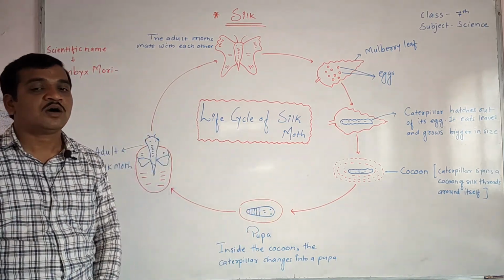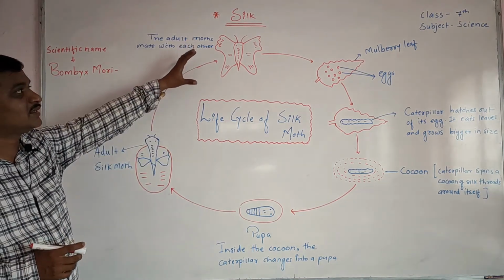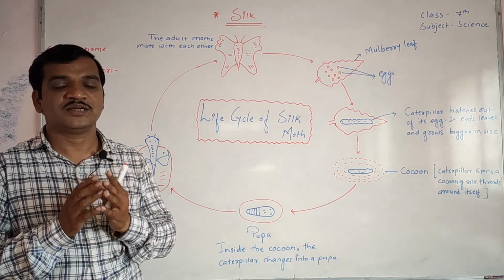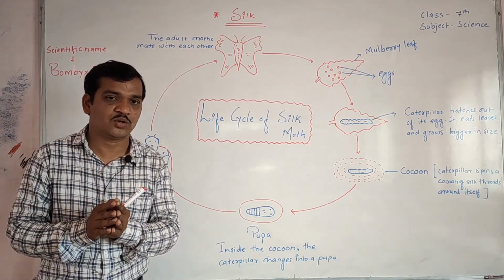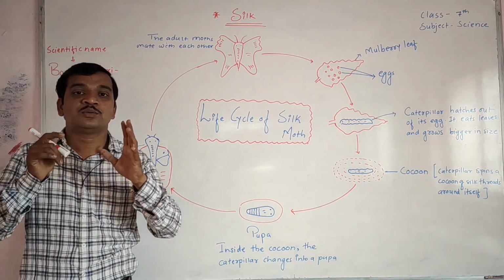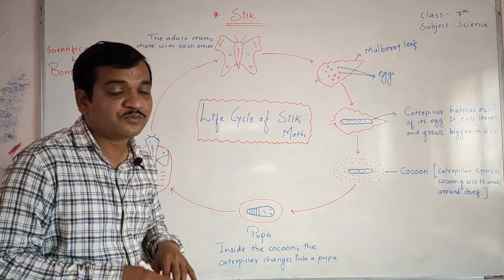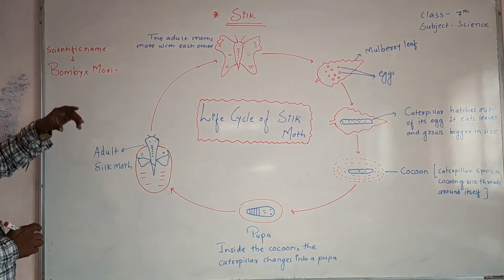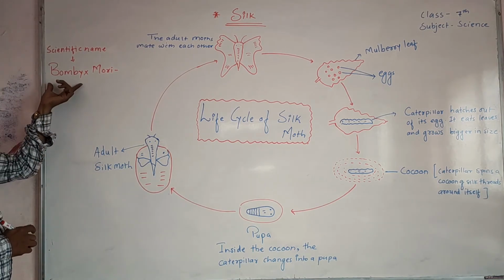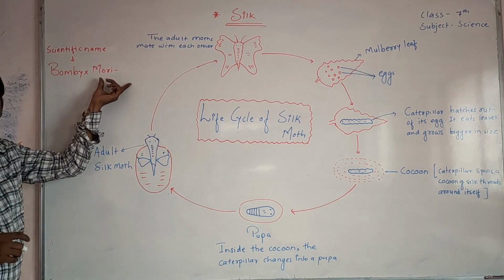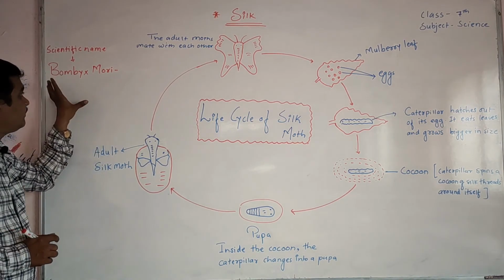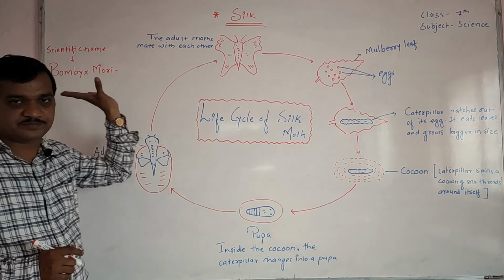Now the silk is obtained from the insect called the silkworm, or we can call it the caterpillar. Students, one more thing which is very important for your NSO exam: the scientific name of the silk moth is Bombyx mori, which is very famous and found everywhere.